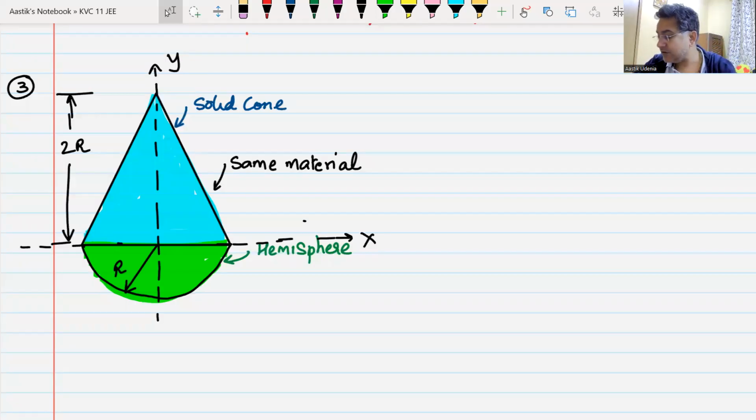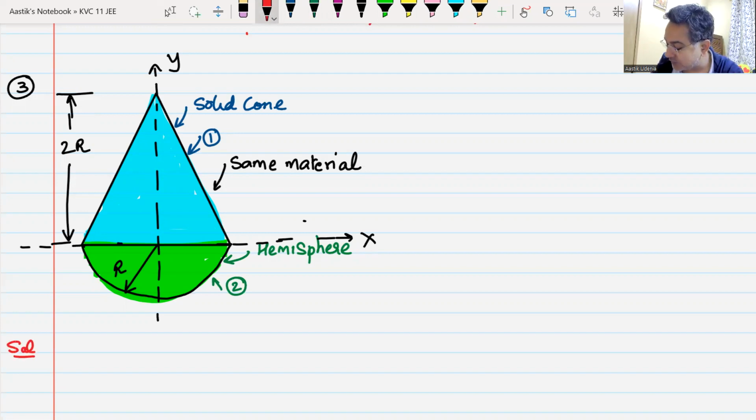So how are we going to do this? Let me call this body as body number 1, and let me call this body as body number 2. First of all, I have to find out the mass of this body. How will I find the mass of this body, M1? Any idea?